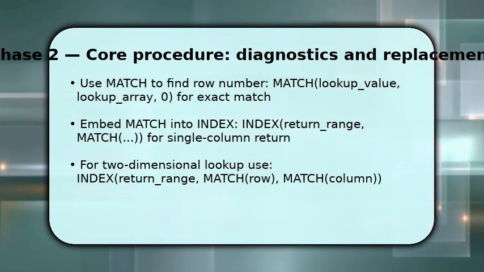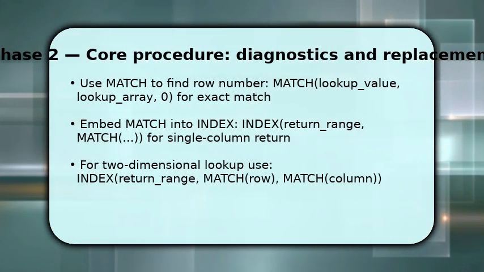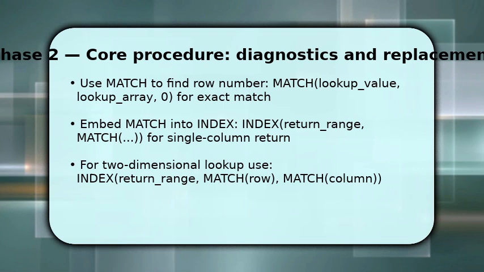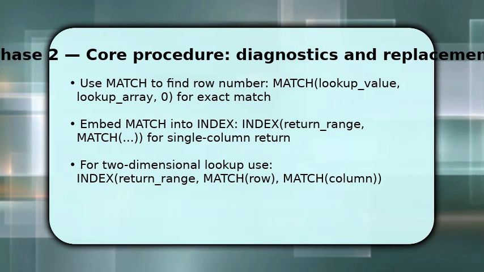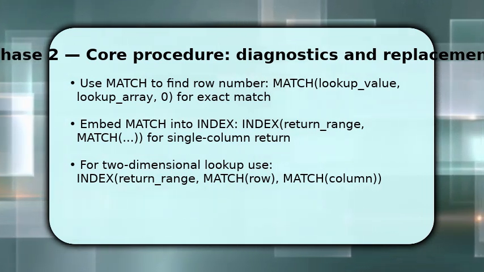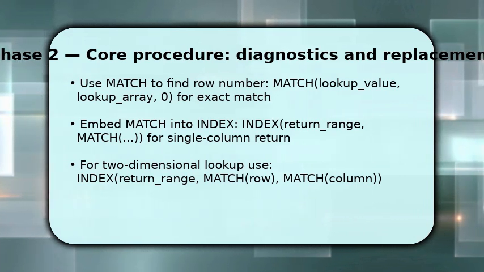Now you assemble the formula. You will typically write =INDEX(return range, MATCH(lookup value, lookup array, 0)). This gives you a reliable exact match lookup. If your target sits in a 2D table, include a second MATCH for the column position.